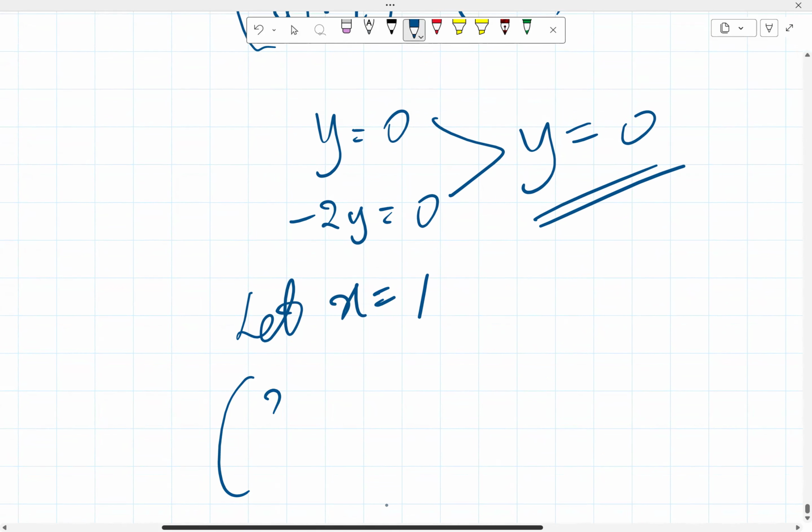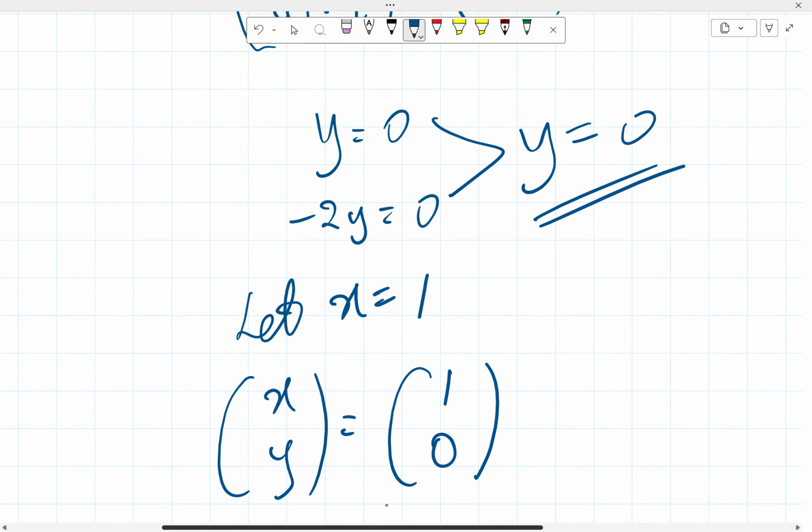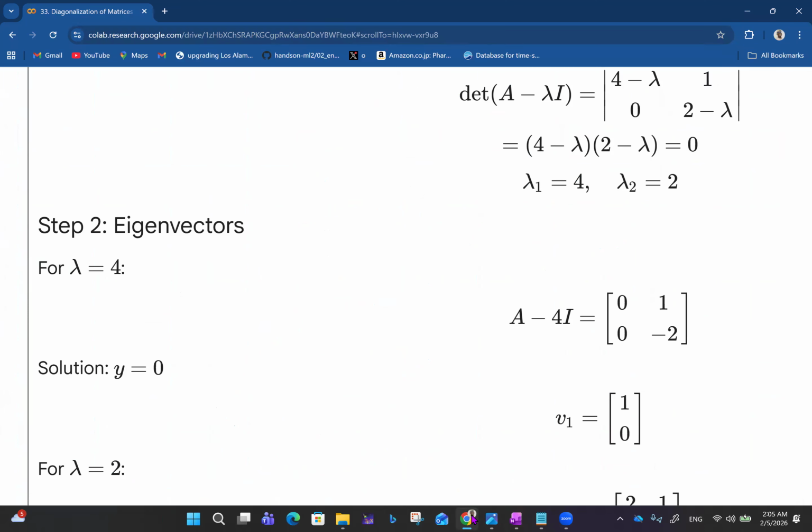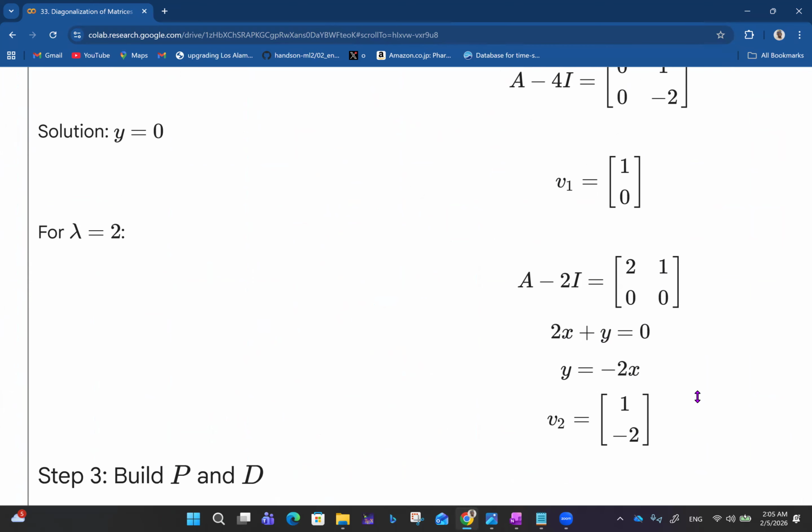So finally, we have xy, which is equal to 1, 0, because y is conclusively 0. So that means this is our vector right now, 1, 0 in that case. So that's the vector corresponding to 4. You have to do it for lambda 2 also.